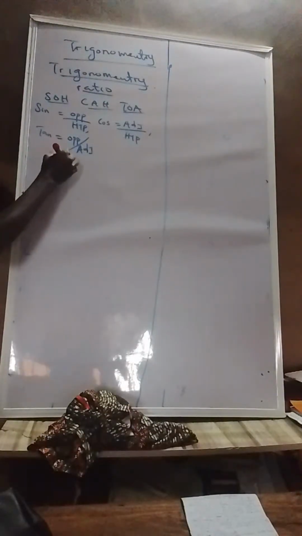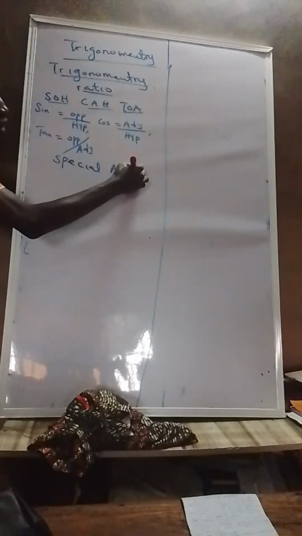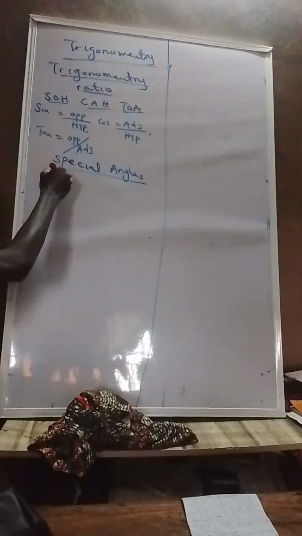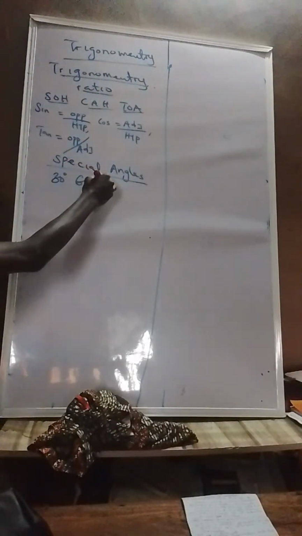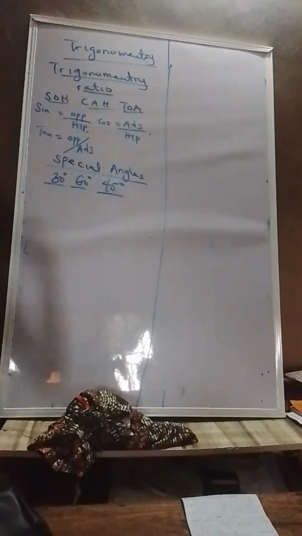But this is an application of what we know as Pythagoras theorem. And at the same time, we have what we know as special angles. That is what I want to explain initially. Special angles. Now, what are special angles? They are the angles of 30 degrees, 60 degrees, and 45 degrees. That is what we know as special angles.